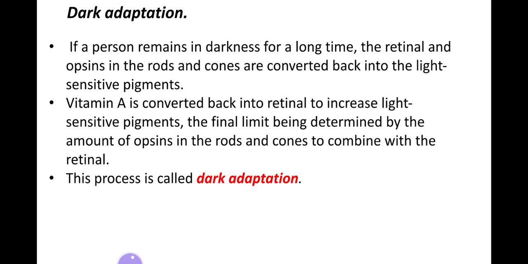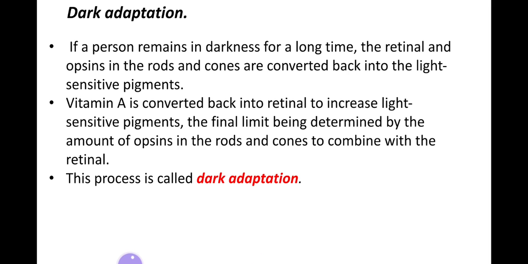What is dark adaptation? If a person remains in the darkness for a long time, the retinal and opsins in the rods and cones are converted back into light sensitive pigment, and the vitamin A is converted back into retinal to increase the light sensitive pigments, the final limit being determined by the amount of opsins in the rods and the cones to combine with the retinal. This is known as the dark adaptation.